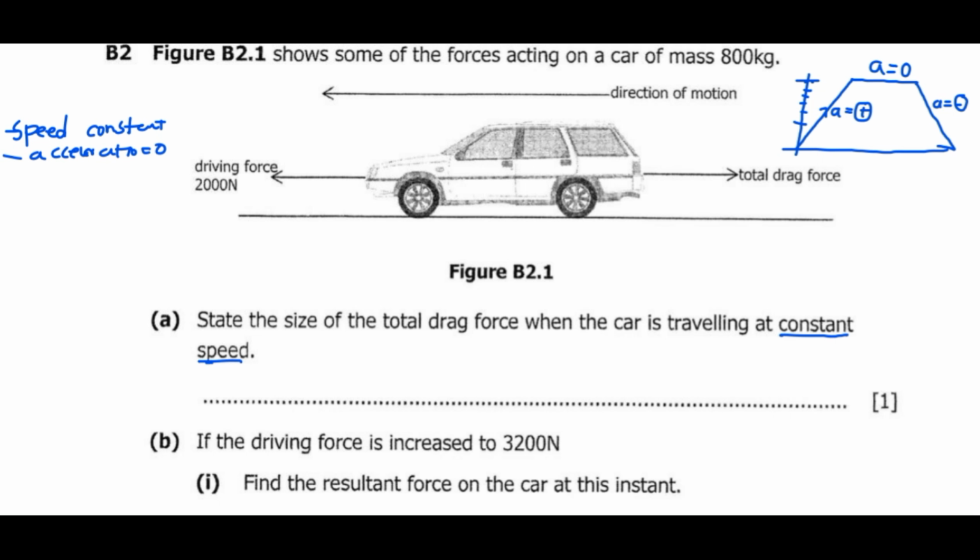So, if our acceleration is 0, what is the resultant force? What would be the net force? We know that net force is equal to mass times acceleration. The mass is 800, then the acceleration is 0. So if you multiply this, we are going to have 0 Newton.